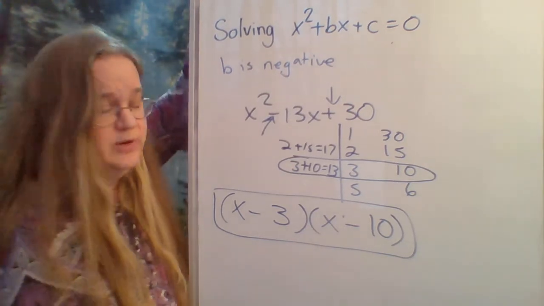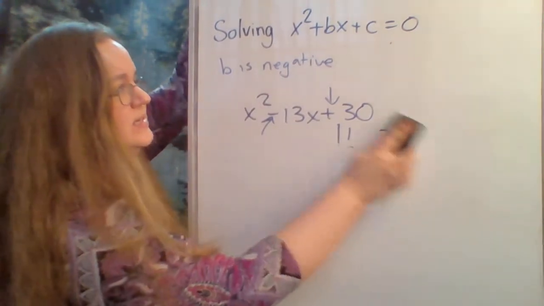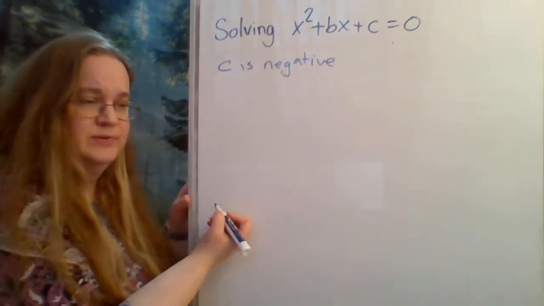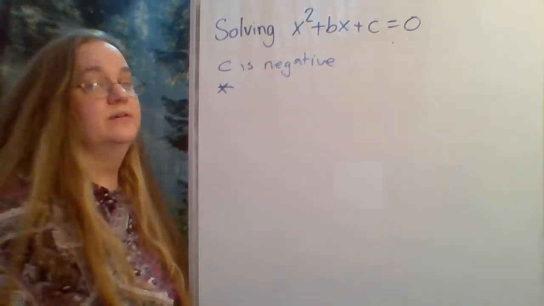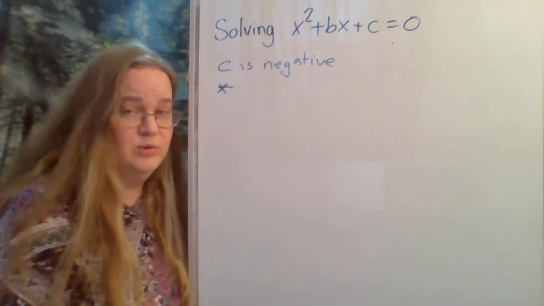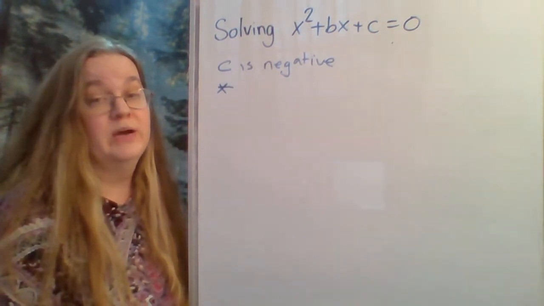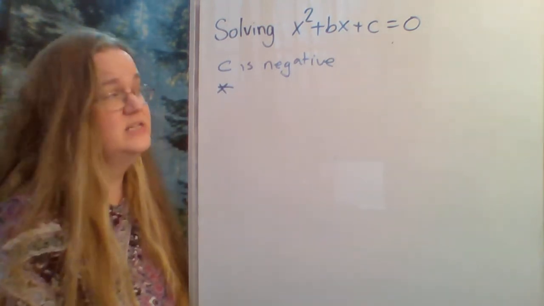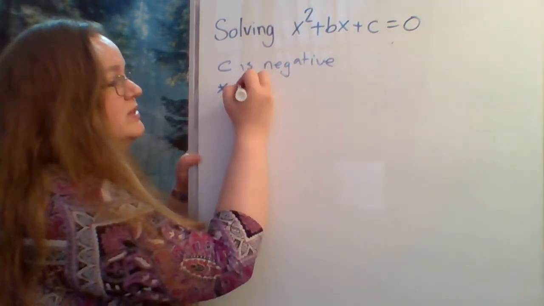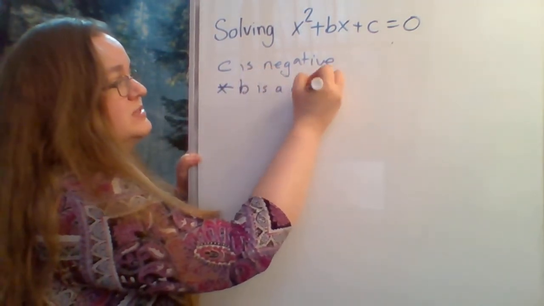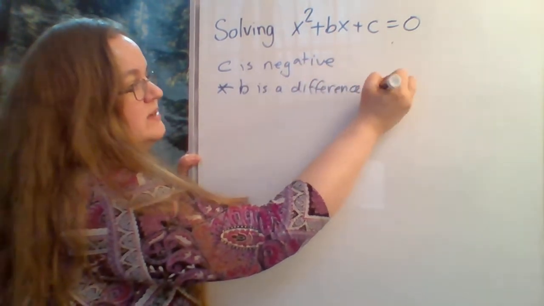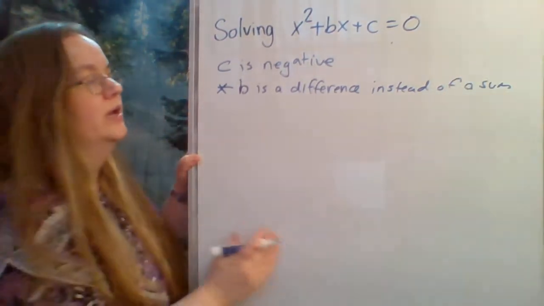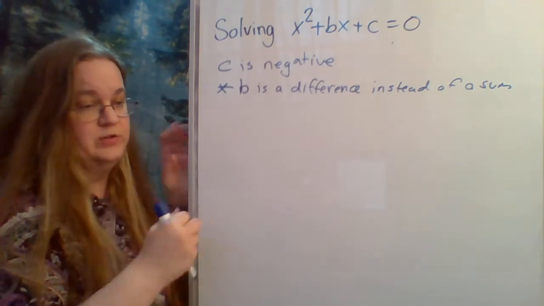So now let's look at what happens when C is negative. Okay. So what do we do in this case? Now you can deal with negatives and continue to do addition, but here's what I'm going to tell you. I think about it as a difference instead. Instead of trying to figure out negatives and all that stuff, I find it a lot easier just to think about it that the middle term is a difference. So B is a difference instead of a sum. And we can look at why that is when we do our first example.